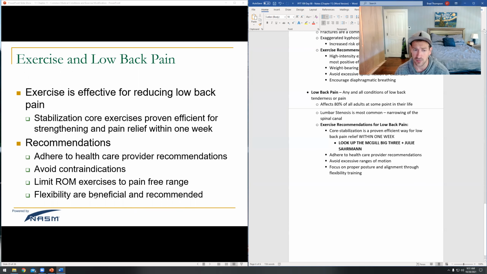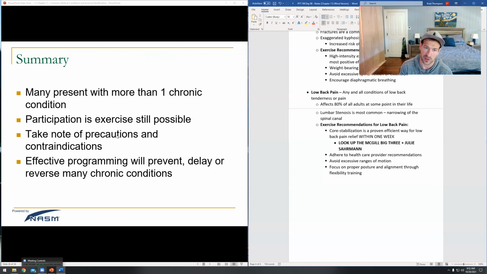Avoid excessive range of motion with low back pain. I love the Superman. I love prone cobras. I wouldn't recommend them for clients with really severe low back pain until they can do them properly. I would start with something like a bird dog, then eventually work my way to a prone cobra, and then eventually a Superman if they have that good posture. But always focus on proper alignment, and that can help through flexibility training as well.